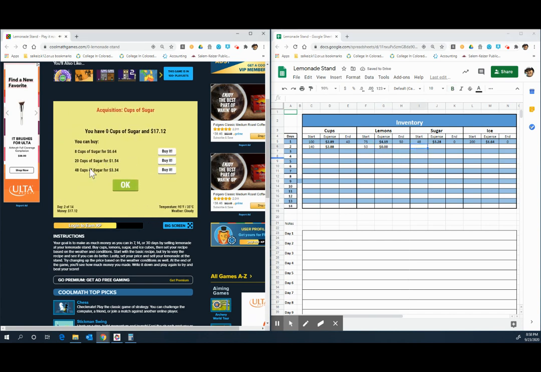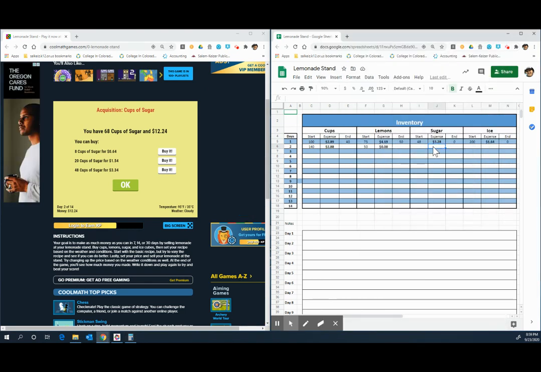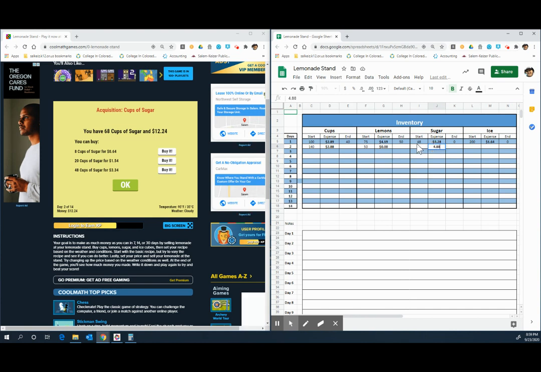Sugar. I bought 48 cups of sugar, and I ran out with 3 hours left. I'm going to buy 68 cups of sugar. Buy 48 and buy another 20. I'll figure out that price now. $1.54 for 20 cups plus $3.34 for the 48. So I'm purchasing sugar for $4.88, or 68 cups of sugar. I don't want to run out of sugar this next day.